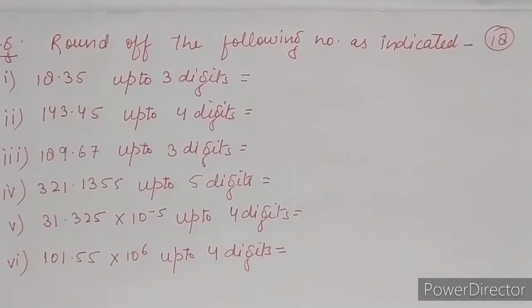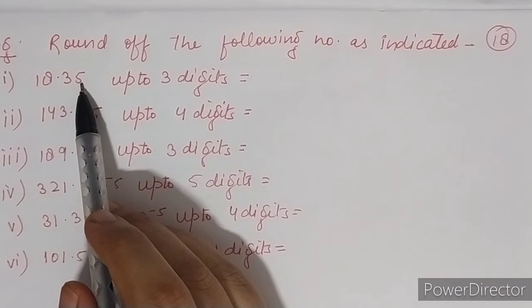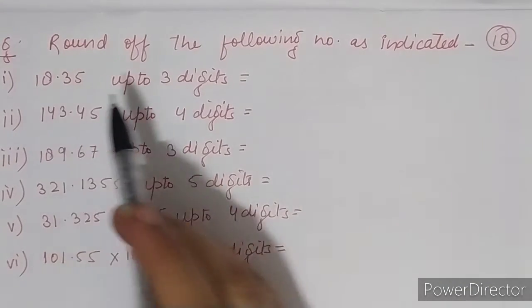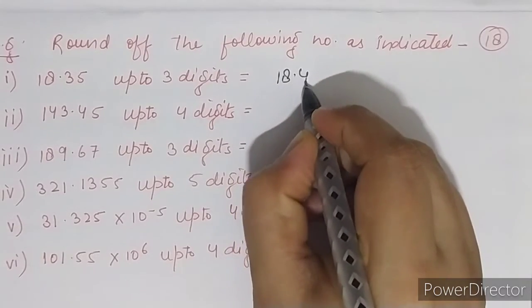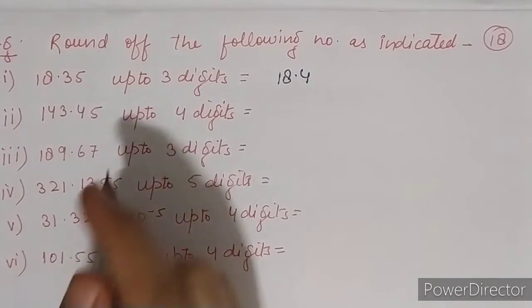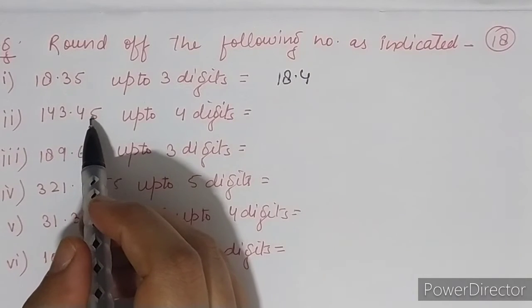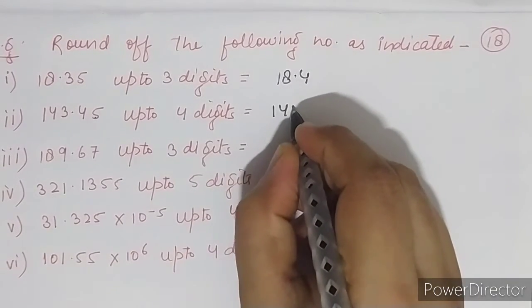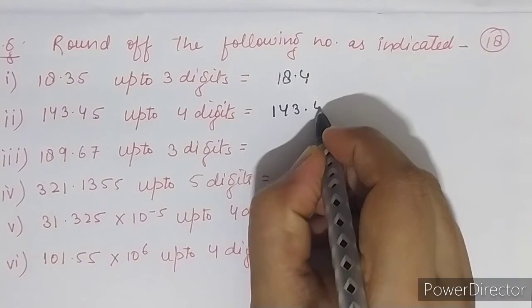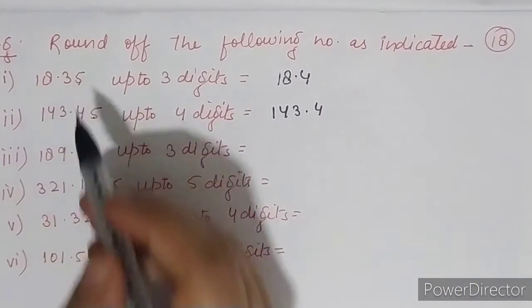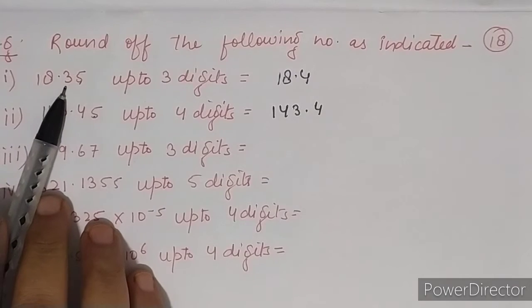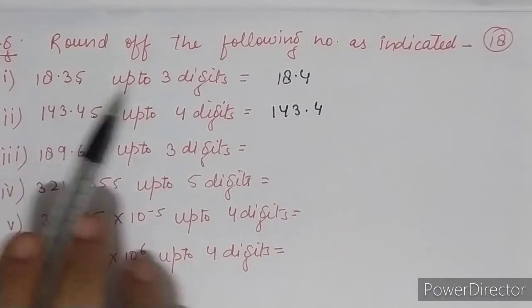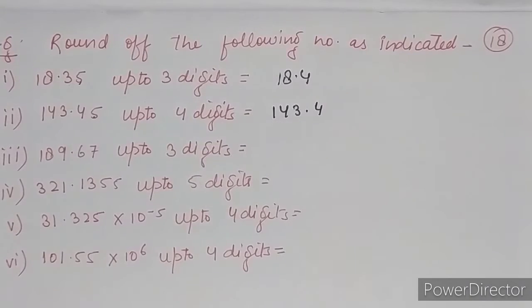Okay, now this is the question. You have to round off these numbers. First, the digit after is 5, so rounded off up to 3 digits it will be 18.4. This is also 5, but it will remain the same, 143.4, because the digit before the 5 is even. An odd number is raised by 1, an even number remains unchanged.